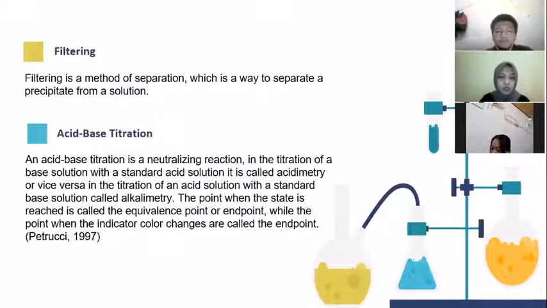Acid-base titration. An acid-base titration is a neutralizing reaction. The titration of a base solution with a standard acid solution is called acidometry. Or vice versa, the titration of an acid solution with a standard base solution is called alkalimetry. Titration aims to determine the amount of acid or base that is chemically equivalent to the amount of base or acid in the solution. The point when this is reached is called the equivalence point, while the point when the indicator color changes is called the endpoint.